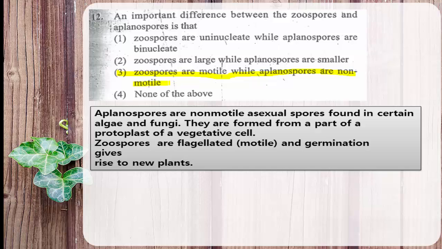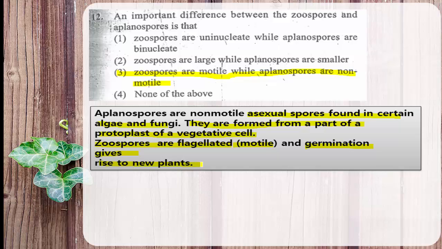They are the asexual spores produced during asexual reproduction in algae and fungi. They are formed from a part of the protoplast of a vegetative cell. Zoospores are flagellated. Because of that they are motile, and on germination they give rise to new plants.